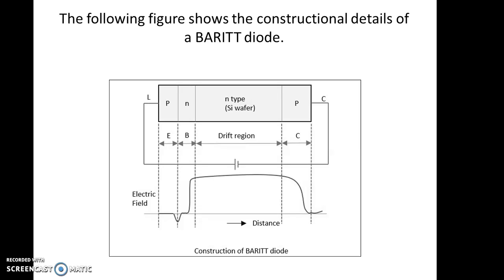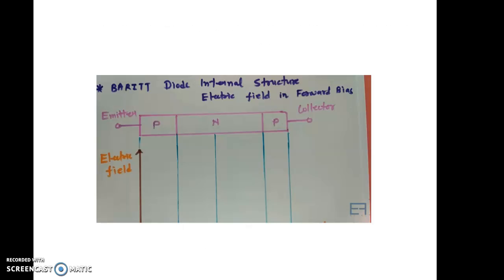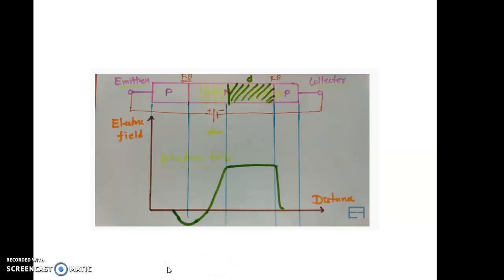It has P, N and N-type regions on a silicon wafer. The P-type is the emitter, N is the base, and the drift region is the N-type silicon wafer. The electric field decreases and increases with distance. This is the BARITT diode's internal electric field in forward bias. We apply forward bias to the P-type, N is the collector, and D is the depletion region. The green color indicates the depletion region.